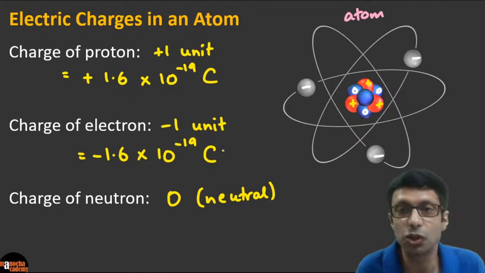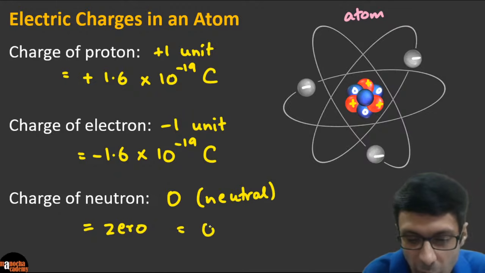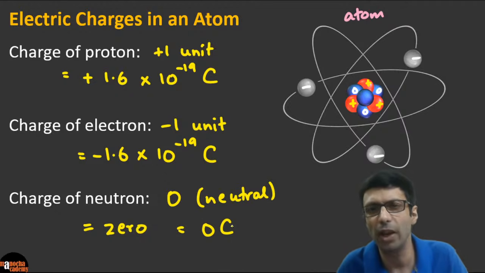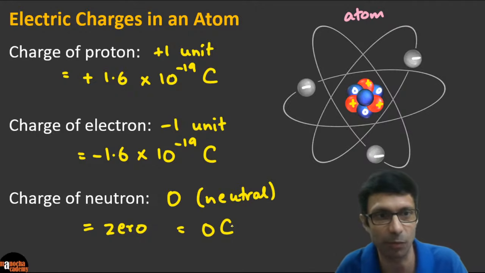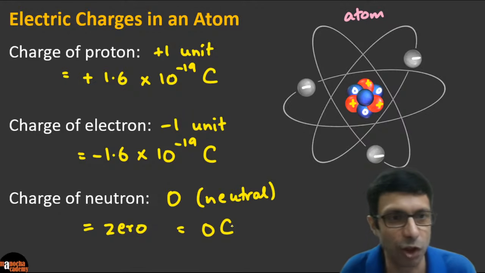Okay, and what is the charge of a neutron? Neutron has no charge. It's just 0, right? So we can say it's 0 coulombs. Clear, guys? Excellent. So please remember this very important value, 1.6 into 10 to the power -19. It's a very, very small amount of charge.